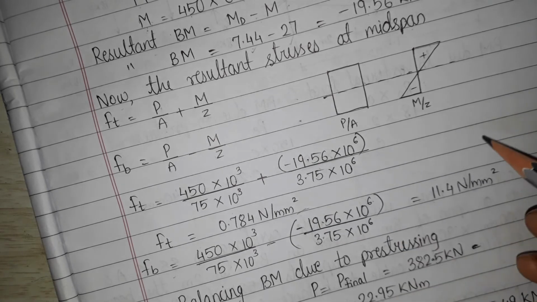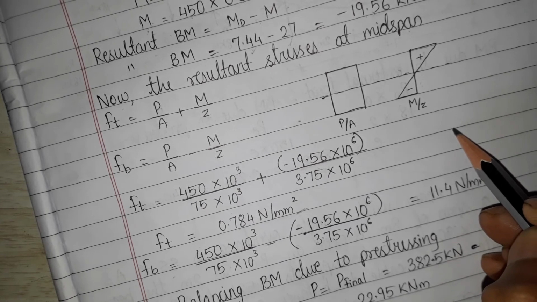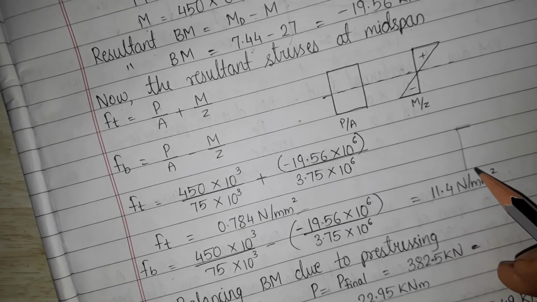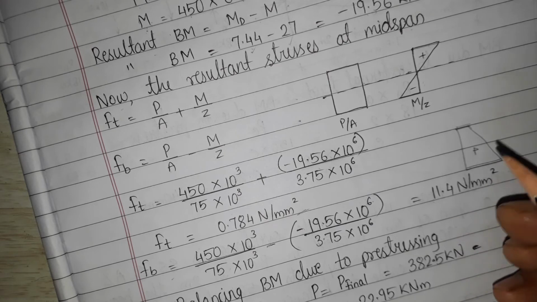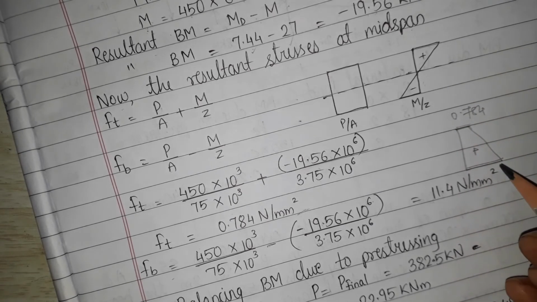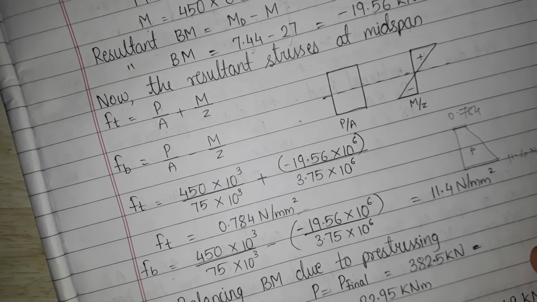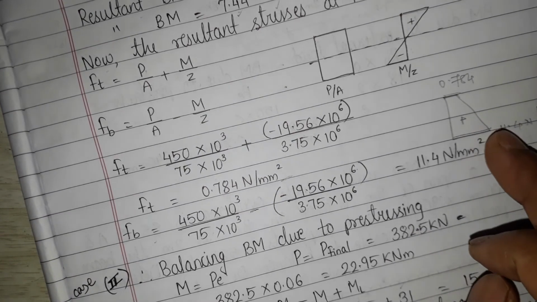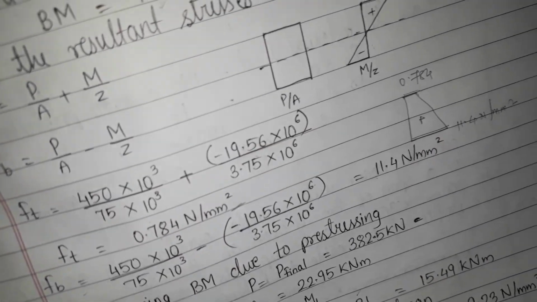Now if I want to draw the final stress distribution diagram, both are positive, but this is 0.7 and this is 11.4. So I can draw like this. Both are positive. This is 0.784 and here we have got 11.44 Newton per mm square. So both are positive. So this is the final stress distribution diagram for the first case. Now we'll move on to the second case.